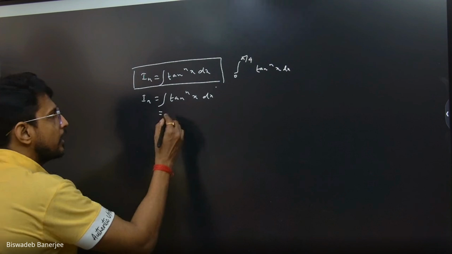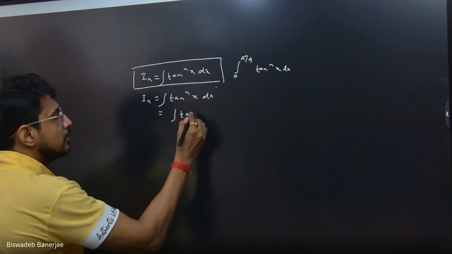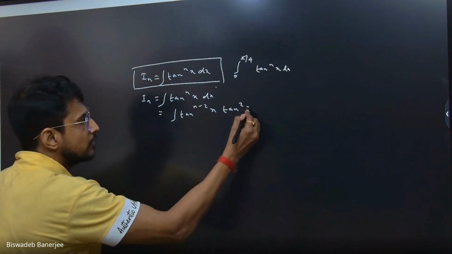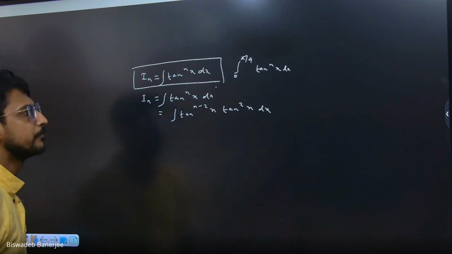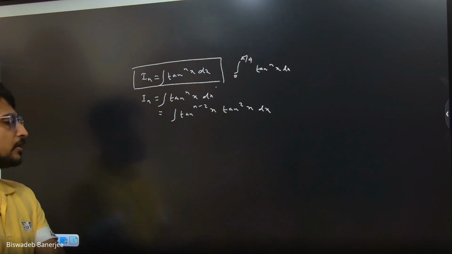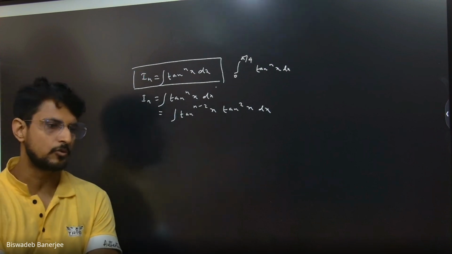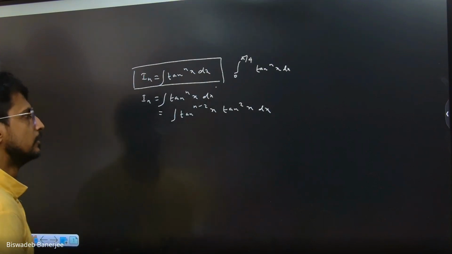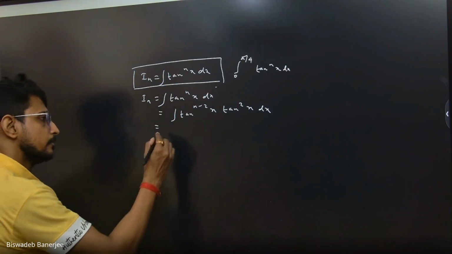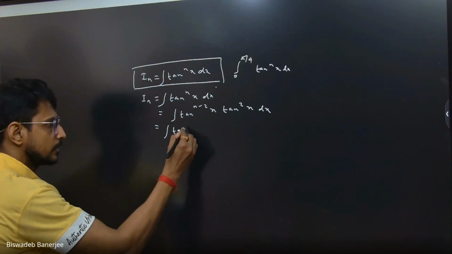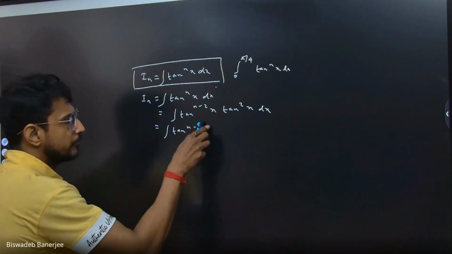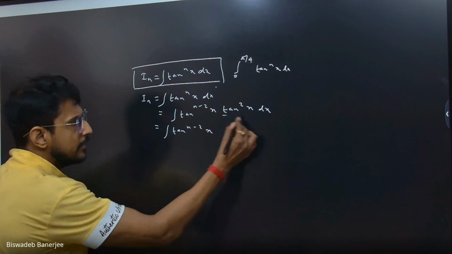Integration tan to the power n x. This can be written as tan to the power n minus 2 x into tan square x dx, like this. So this can be written as integration tan to the power n minus 2 x and this tan square x.